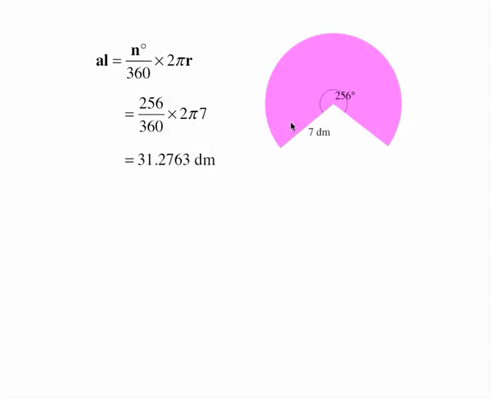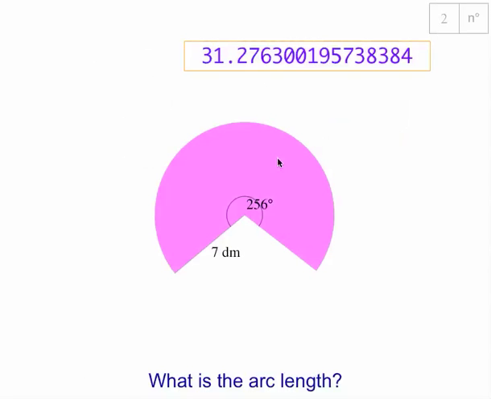Remember it's going to be decimeters because it's a length. It's just arc length. Remember, I want you to round to 4 or 5 decimal places. So the 0 tells the 3 to stay at 3. So space, and then the units, decimeters, and then enter.